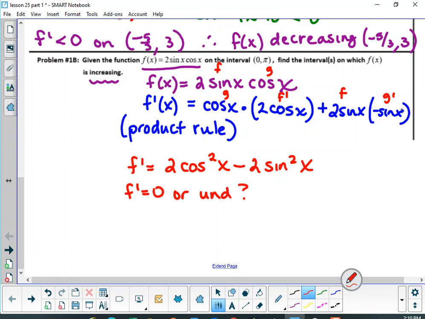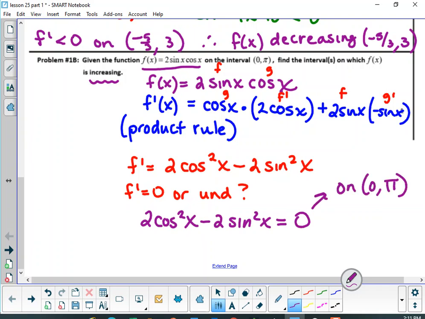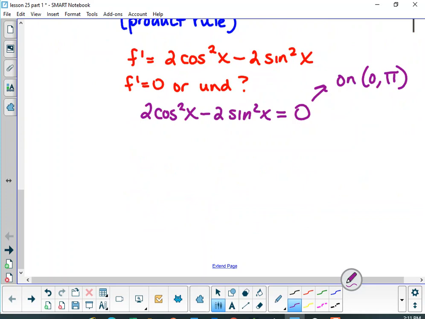Where is f prime equal to 0 or undefined? That's going to be my question. Cosine functions and sine functions are defined everywhere, so we're not going to have any undefined issues. We don't have any denominators to be 0. We don't have any asymptotes, anything like that. So 2 cosine squared x minus 2 sine squared x equals 0. Remember, this is on the interval 0 to pi. So we're not looking at them overall.